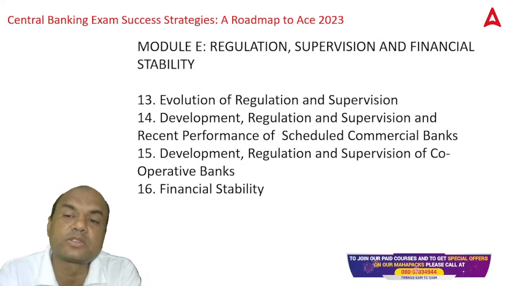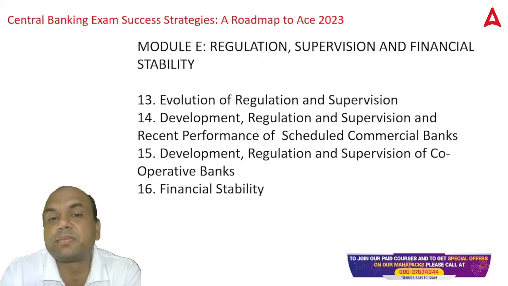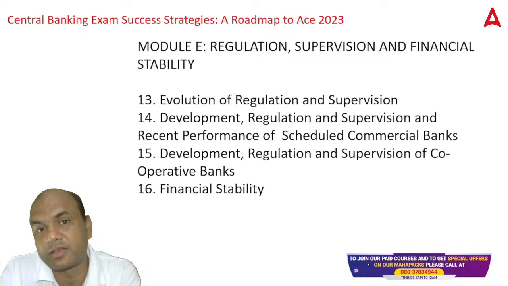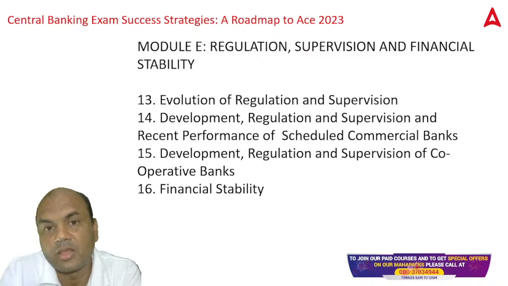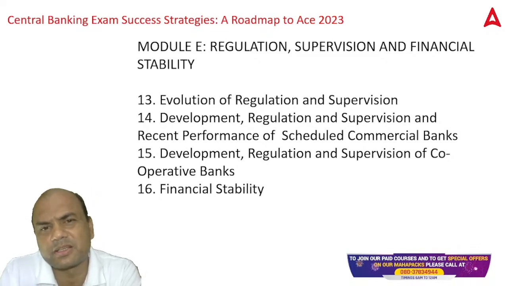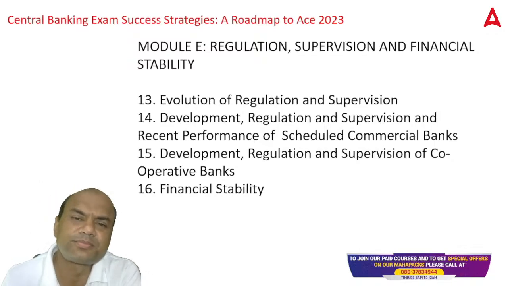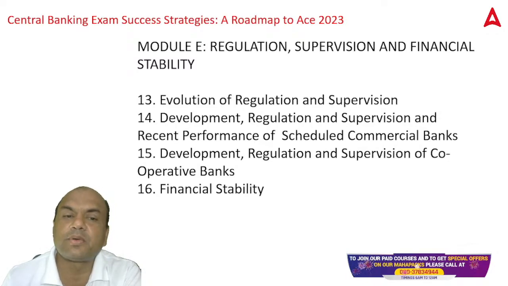Module E is regulation, supervision and financial stability. Here comes the supervisory function of RBI, right? So what are the roles of RBI? Mainly, I'll tell you, 5 to 6 main roles: inflation control, monetary system and monetary policy, supervisory role, banker to the banks, banker to the government, banker of last resort, all these. One of them is supervision. So regulation, supervision, and financial stability.